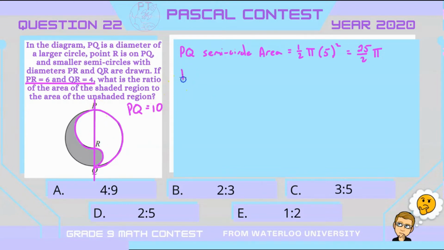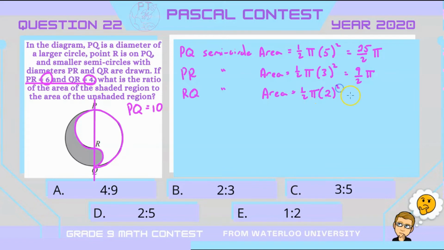All right, let's do the medium-sized circle, so that would be PR. The PR semicircle area is going to be 1/2 pi r squared, and its diameter is 6, so its radius is going to be 3. That's going to give us 3 squared, which is 9/2 pi. Next, let's do the small one, RQ. We're going to find its semicircle area, which is 1/2 pi. Its radius is going to be 2, because its diameter is 4. So we have 2 squared, and 4/2 is just 2, so we have 2 pi.